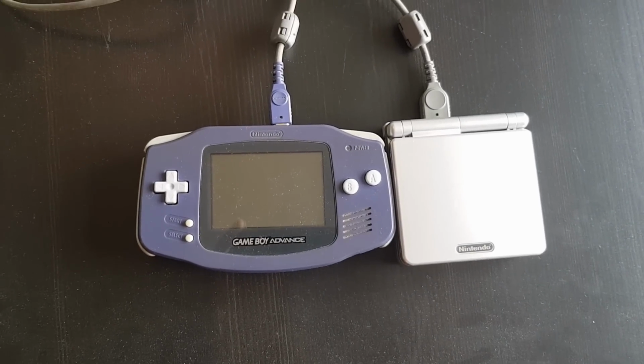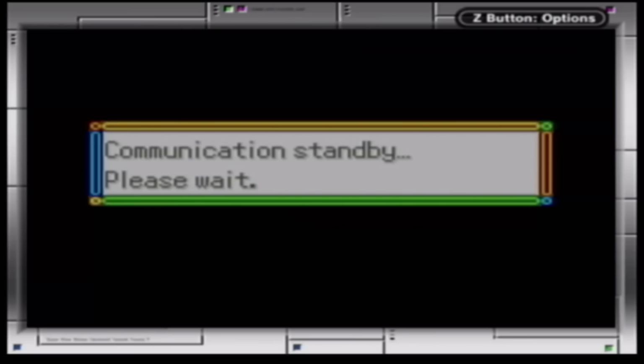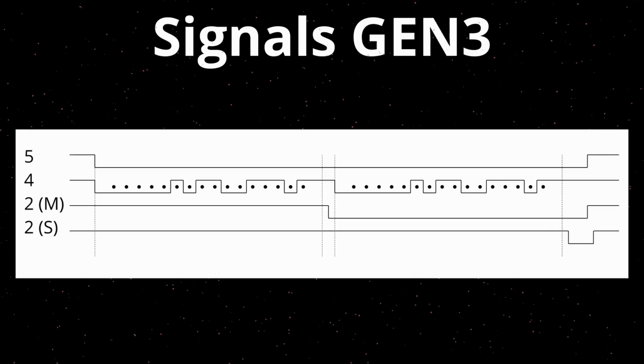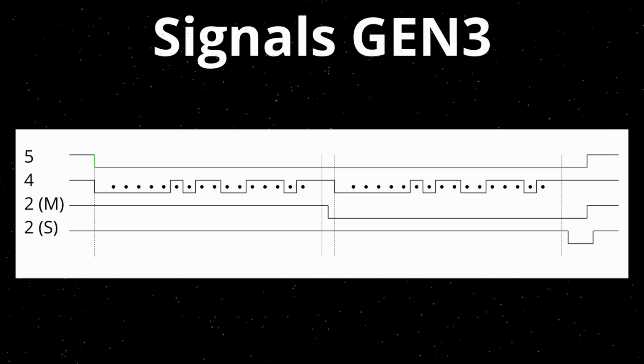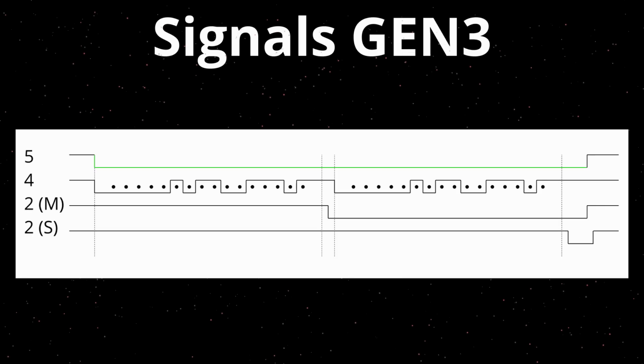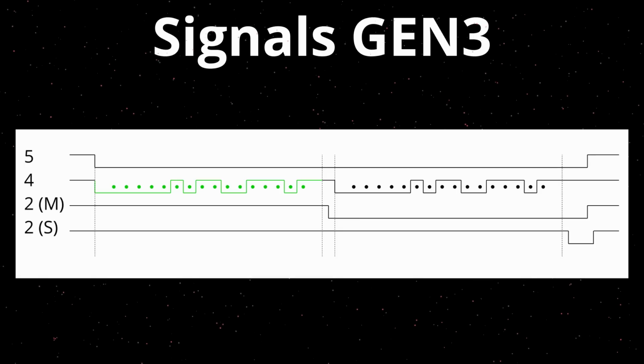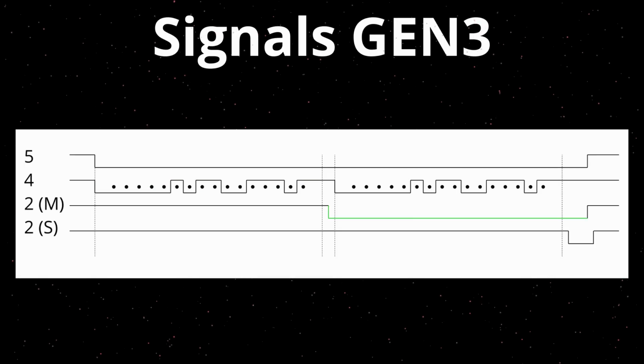Now we understand the interconnection of these cables, but how does the communication work? Let's take a look at this data transaction. To indicate the start of a transmission, the master will set pin 5 low. Shortly after this, the master will send its data over pin 4. To indicate that the next player can send its data, pin 2 is pulled low.